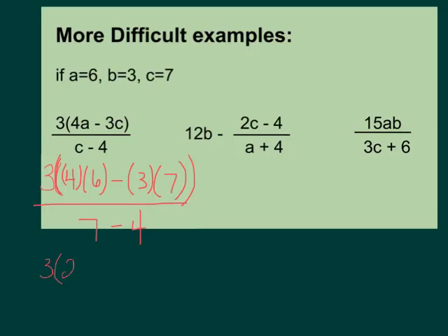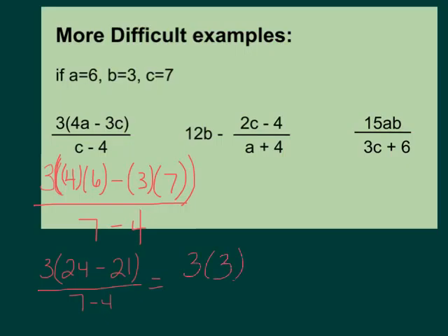4 times 6 is 24, and 3 times 7 is 21. So we took all of what's in here, 4 times 6 minus 3 times 7, and we changed it to 24 minus 21. It's still 3 times all of that, and it's still all over 7 minus 4. We still need to simplify those parentheses one step further. So 24 minus 21, we're going to keep the 3 that's outside the parentheses.